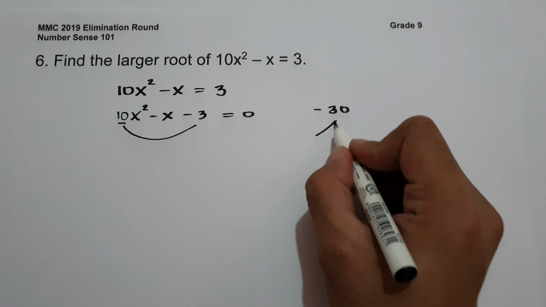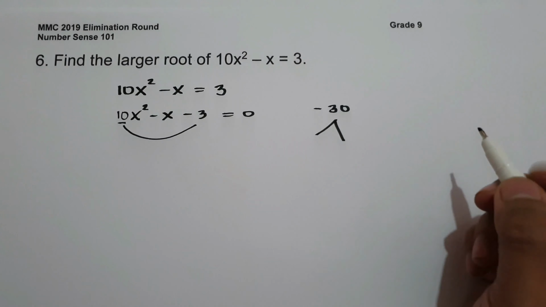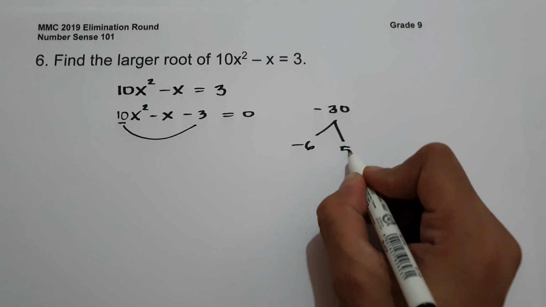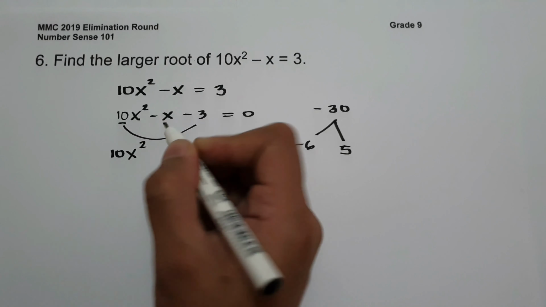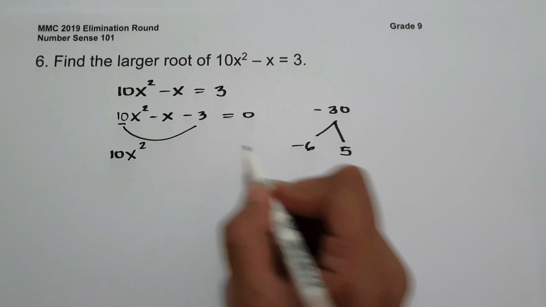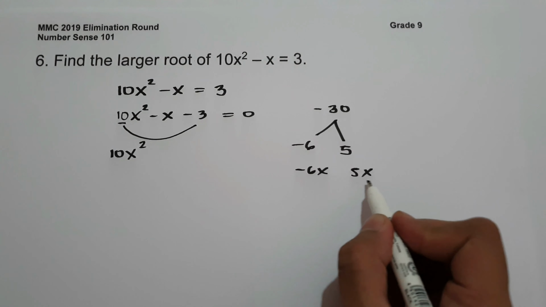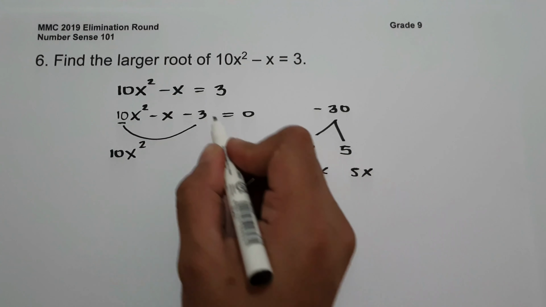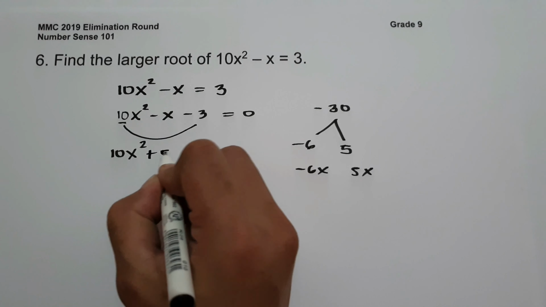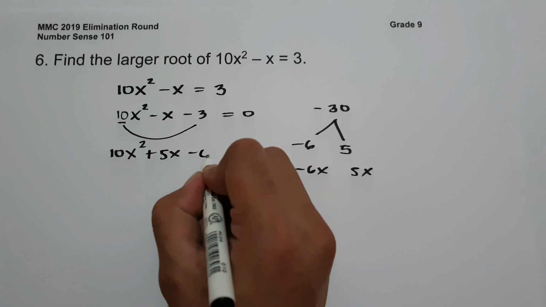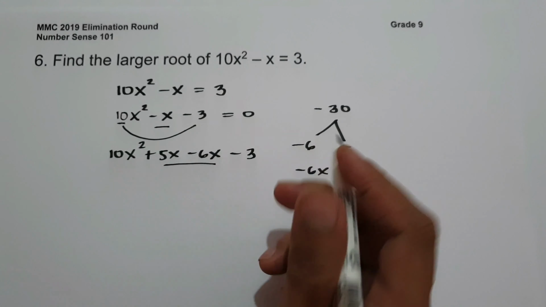And what are the numbers? If you are going to multiply, it will give us negative 30. And if you are going to add, it will give us negative 1. And that is negative 6 and positive 5. So let us have 10x squared, and let us change negative x by negative 6x and 5x. So let us put first 5x, because we can factor 3 and 5 if we are going to put first negative 6x. So let's have 5x minus 6x minus 3. If you are going to add this one, it will give us negative x.